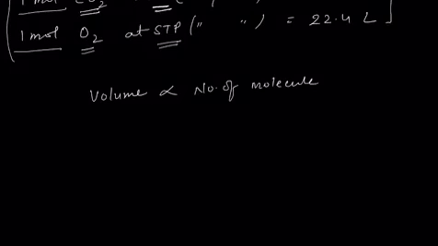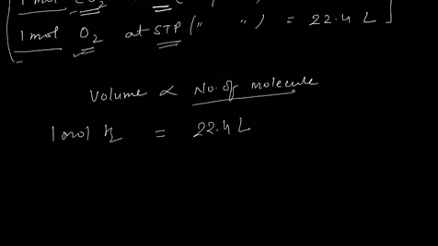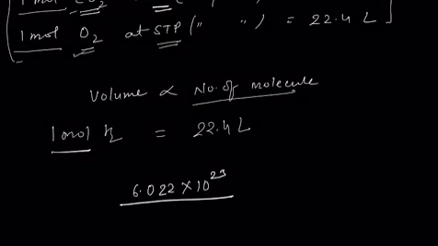Okay, so students, this example shows that 1 mole of carbon dioxide, 1 mole of oxygen, or 1 mole of hydrogen at STP will always have a volume of 22.4 liter, meaning volume does not depend on the nature of the gas. It depends on the number of molecules of the gas. So how many molecules are there in 1 mole of gas? These are 6.022 × 10²³ molecules. This number is called the Avogadro number, as you have already studied in class 9.